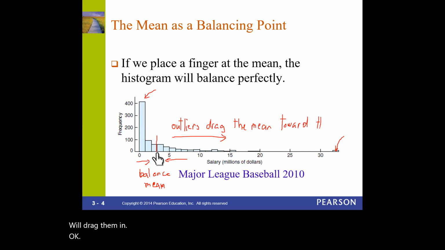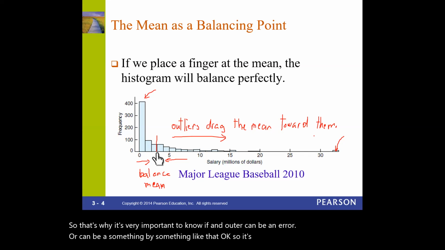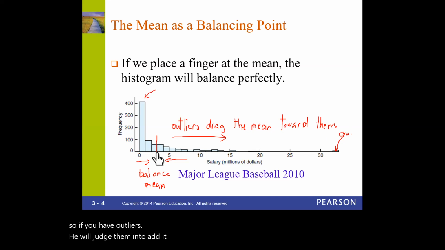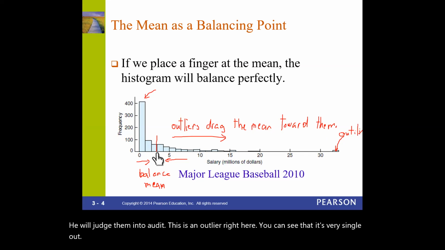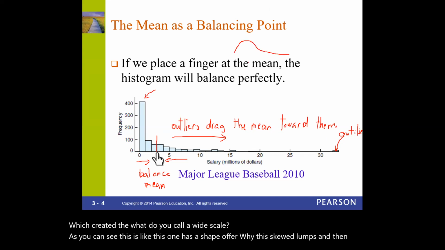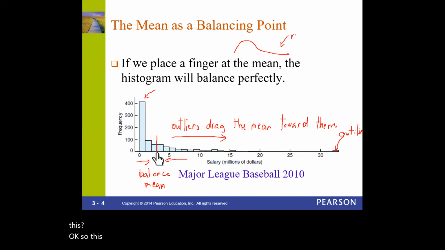So it's very important to know if an outlier can be an error or something like that. It's very important to understand that. So if you have outliers, it will drag the mean toward it. This is an outlier right here. As you can see, it is singled out all the way on the right side, which created what you call a skew. This one has a shape of a skew, something like this. Okay, so this is right skewed.